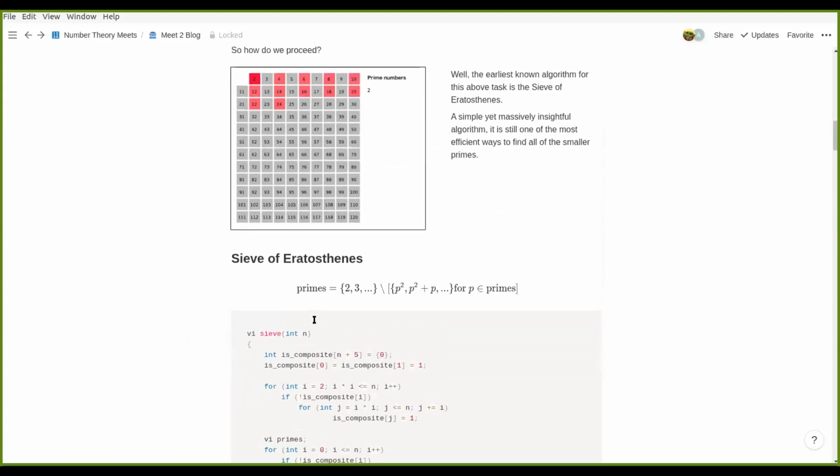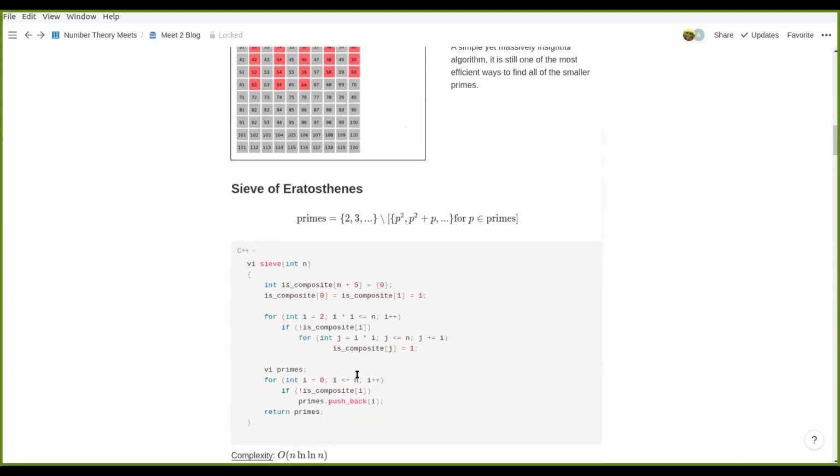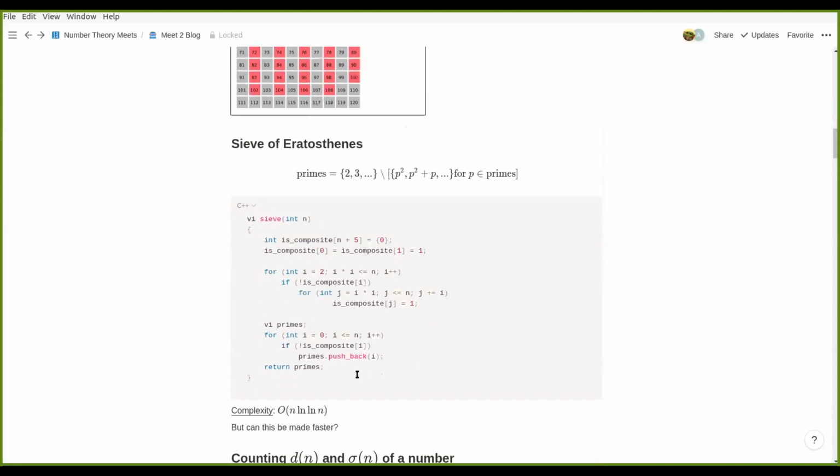Later research has shown that you can get different types of linear sieves, which we will also show later. But for now, this is one of the very efficient algorithms to find prime numbers.